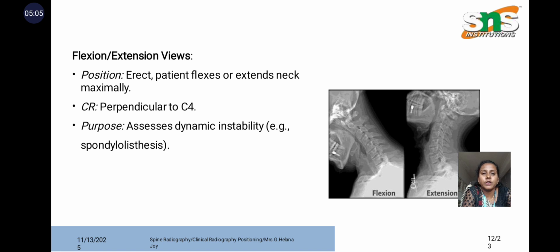Flexion and extension views: we position the patient erect. The patient flexes or extends the neck maximally. The central ray passes perpendicular to the C4 vertebra. The purpose is to assess dynamic instability, for example, spondylolisthesis. Thank you.